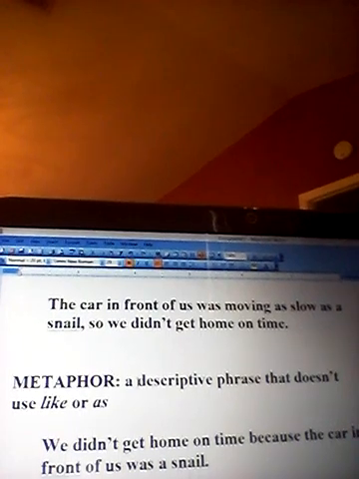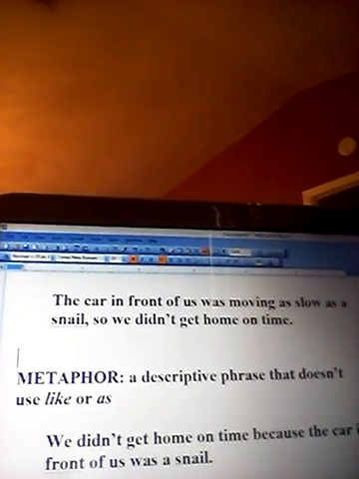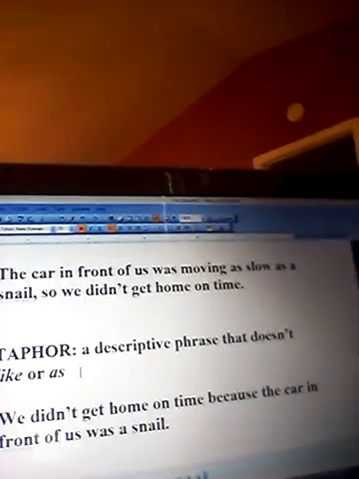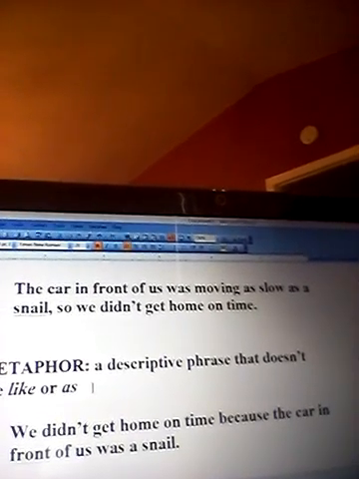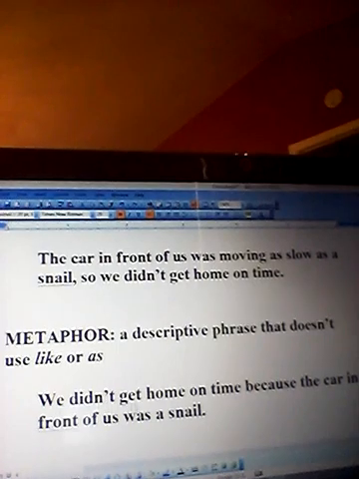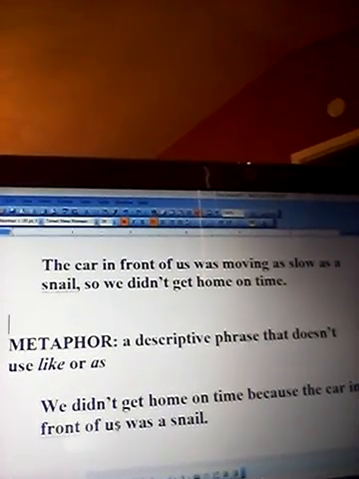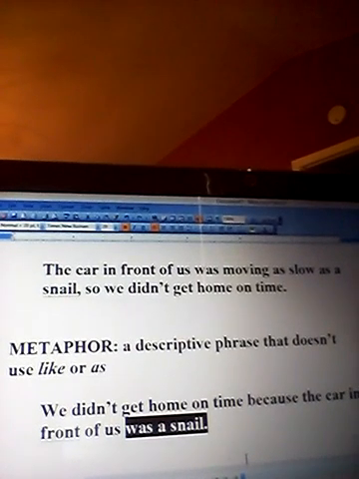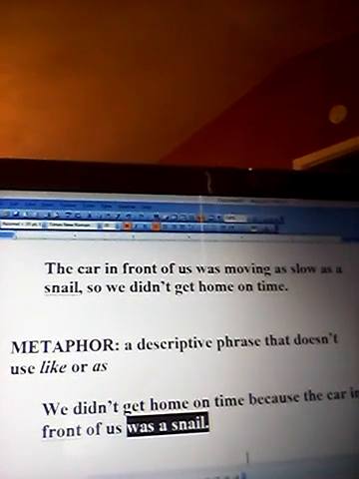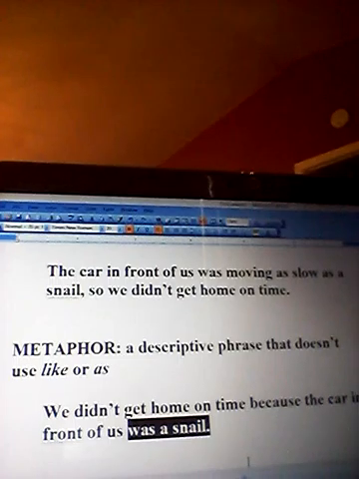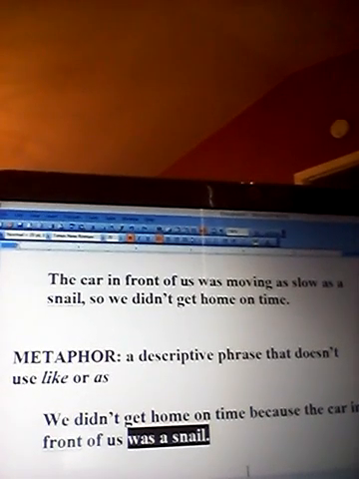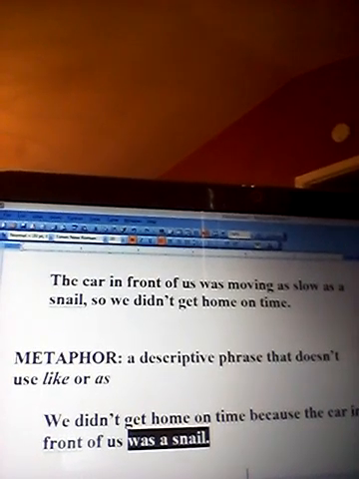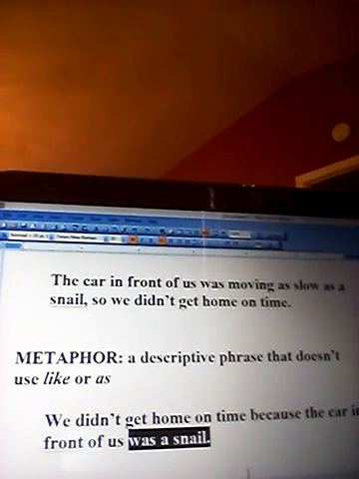Metaphor down here. A descriptive phrase that doesn't use like or as. So once again, it does the same job. It describes, but it doesn't use like or as. Here's the example. We didn't get home on time because the car in front of us was a snail. So I'm using the same information, just rewording it a little bit. Still saying the car is slow, but instead of saying that it was like a snail or as slow as a snail, I'm saying it basically was a snail. That's how slow it was moving. Once again, exaggeration, but you get the idea. We're talking about how slow the car was moving and why they didn't get home on time.